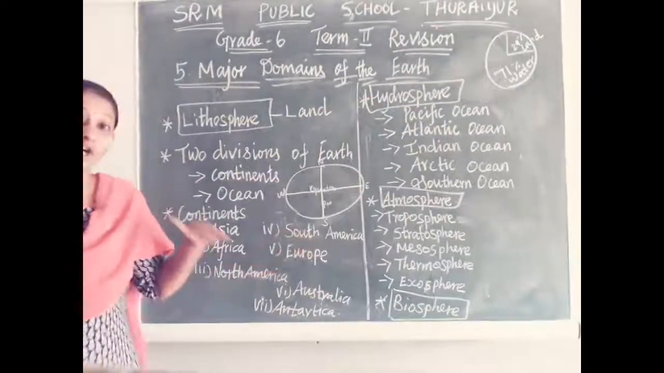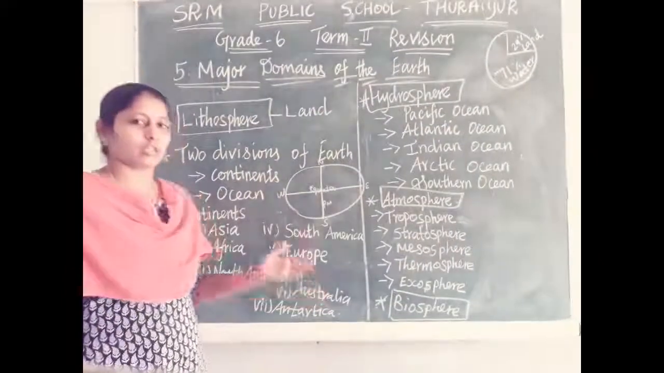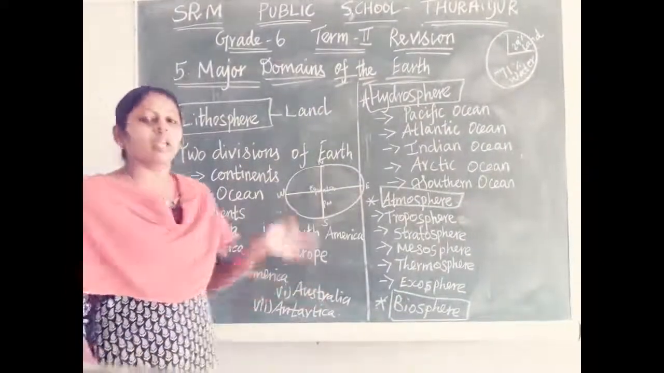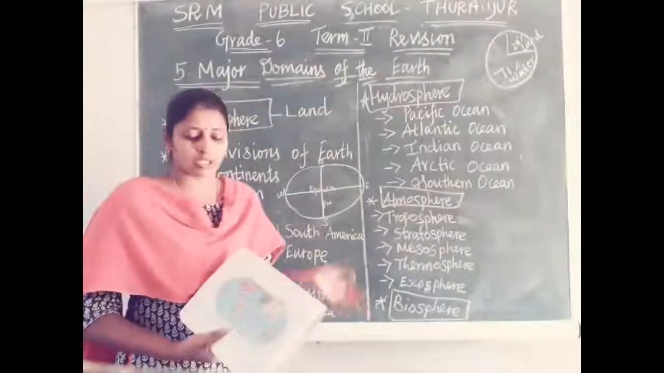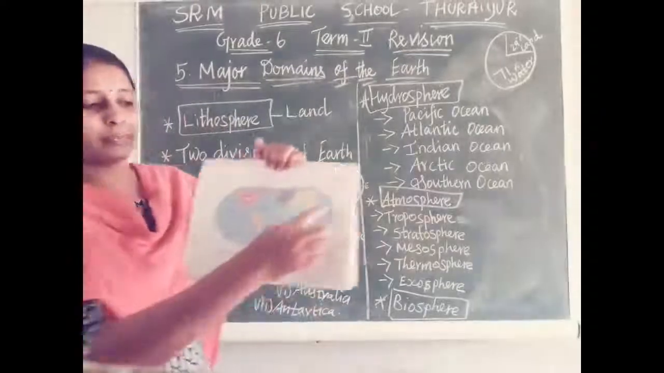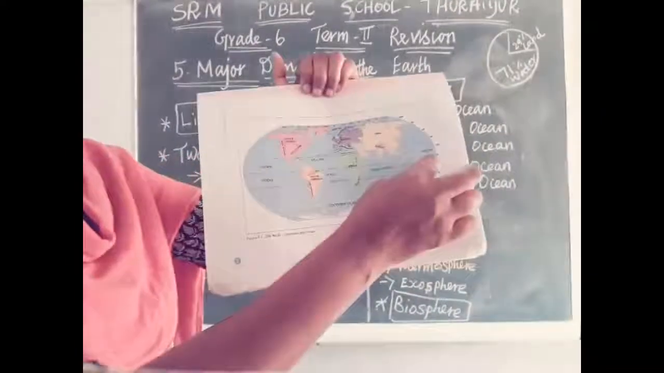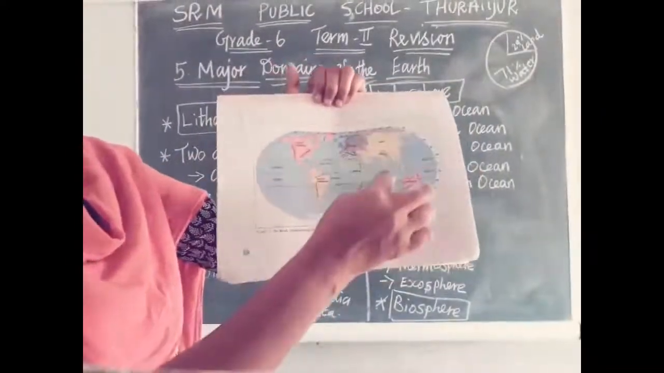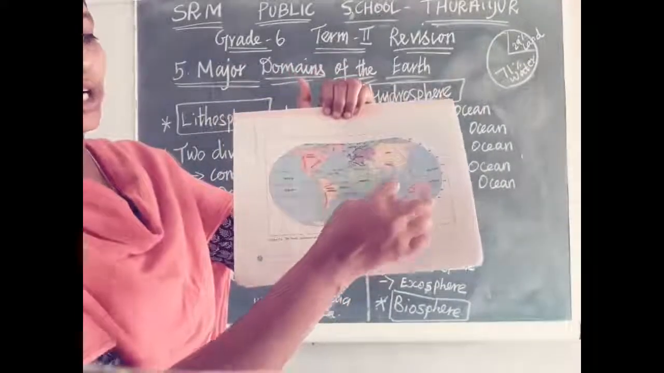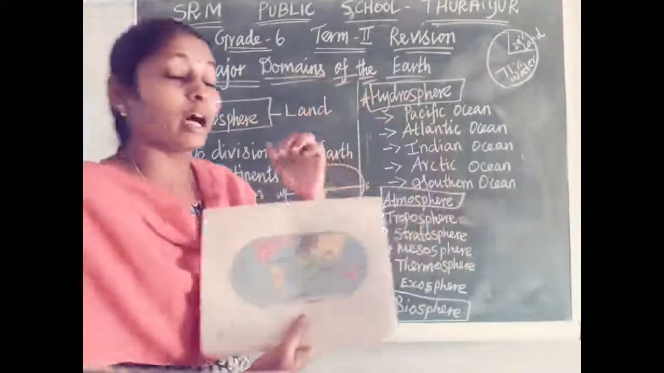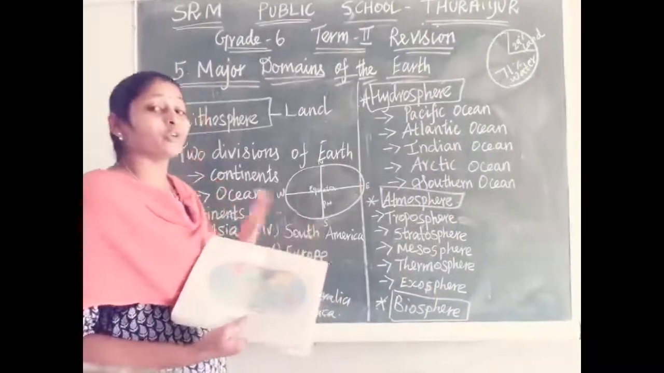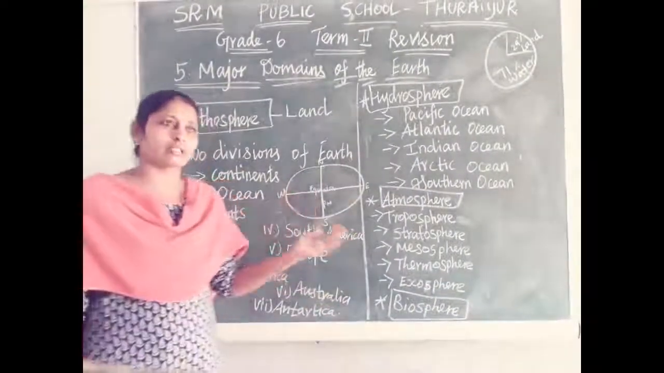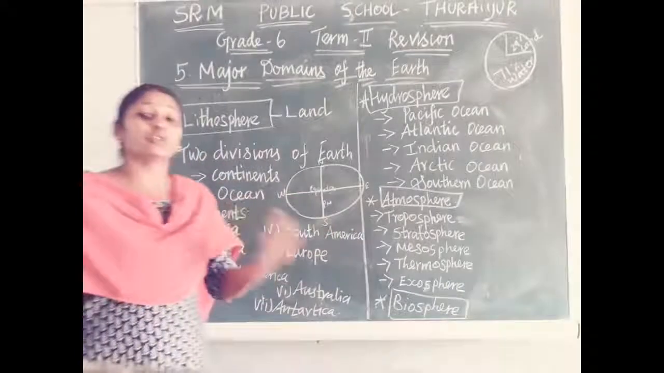Asia is the largest continent. On the east side of the Asian continent, we have the Pacific Ocean. On the south side we have the Indian Ocean. On the north side we have the Arctic Ocean, and the west side is bounded by the continent of Europe.